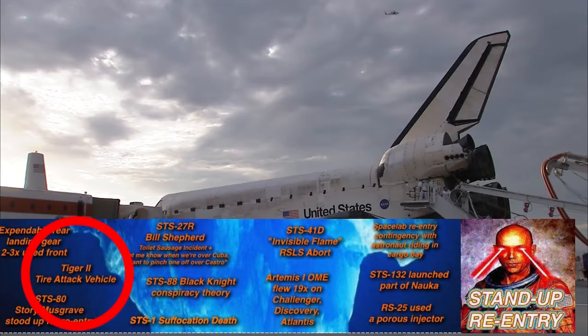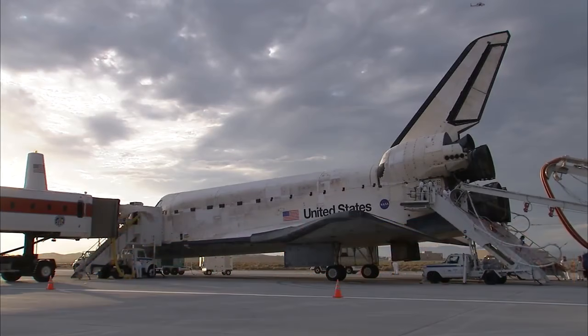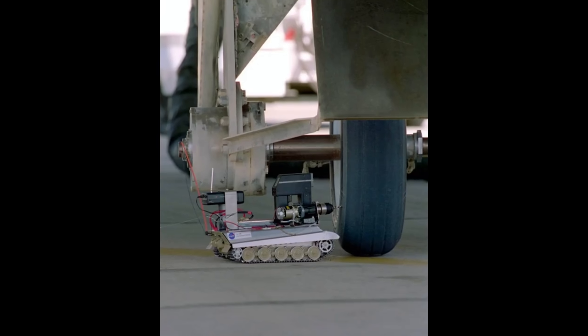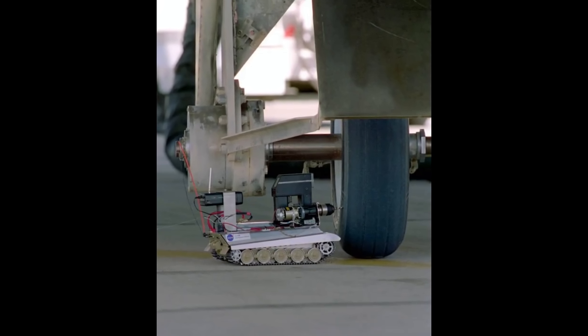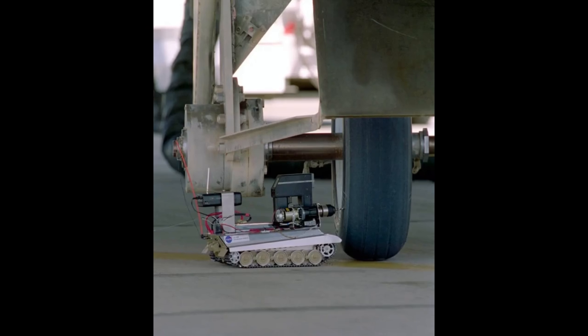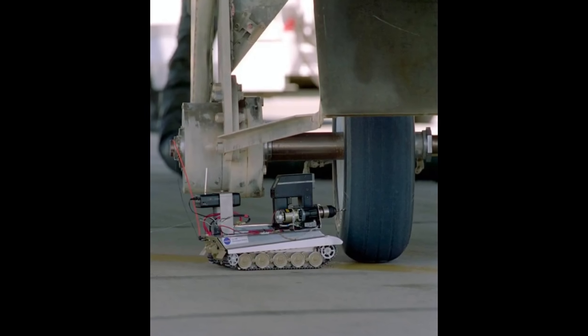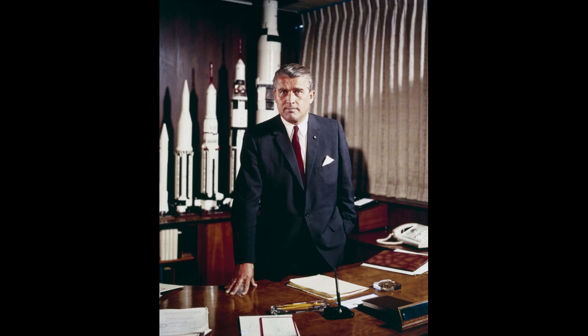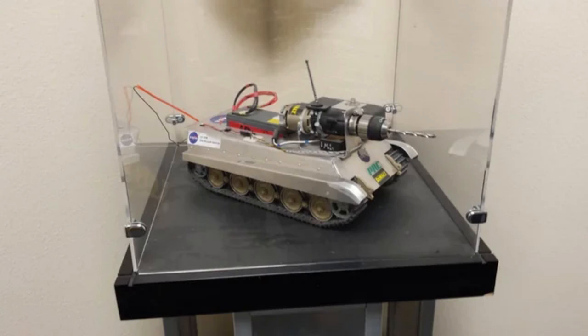The Tiger II Tire Assault Vehicle. Another fun thing I didn't know about, the TAV was a small-scale model of a German Tiger II tank, which was equipped with a drill and used to depressurize the shuttle's tires if they were overpressurized. Why did they style it like an old German tank? No idea. I'm joking, it's because NASA are a bunch of dorks, really.